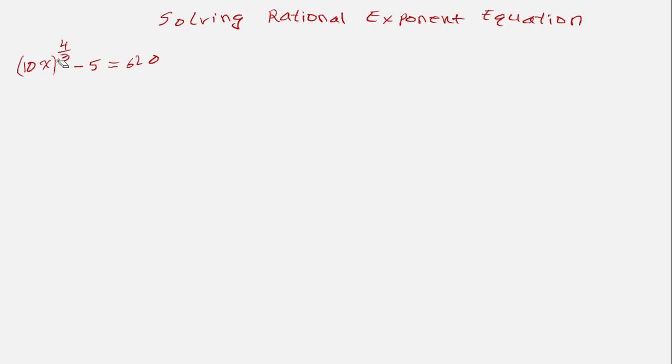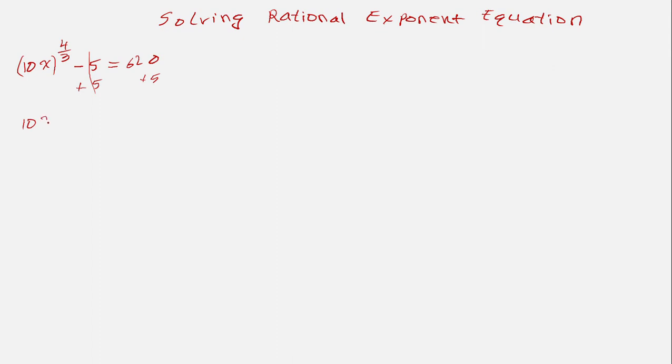When we say rational exponent, it's an exponent that's a rational number. An exponent that's a fraction, like 4/3 in this case. So if we have a problem like this, what we need to do is get the term that contains the rational exponent by itself, isolate it, get it on one side and move everything to the other side. So the first step would be actually to move the 5 to the other side.